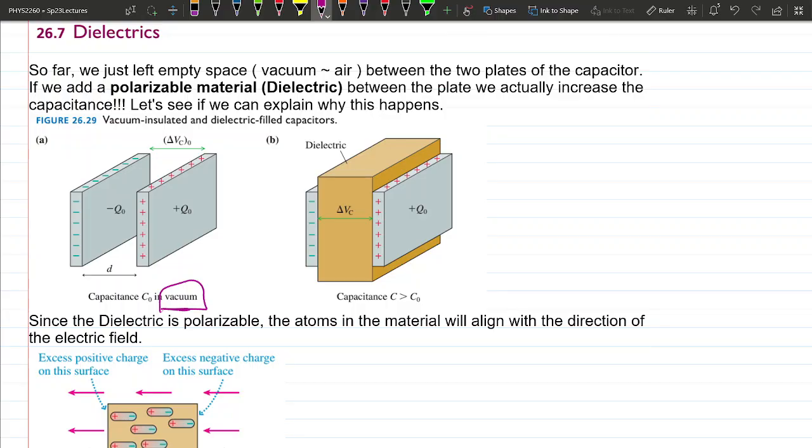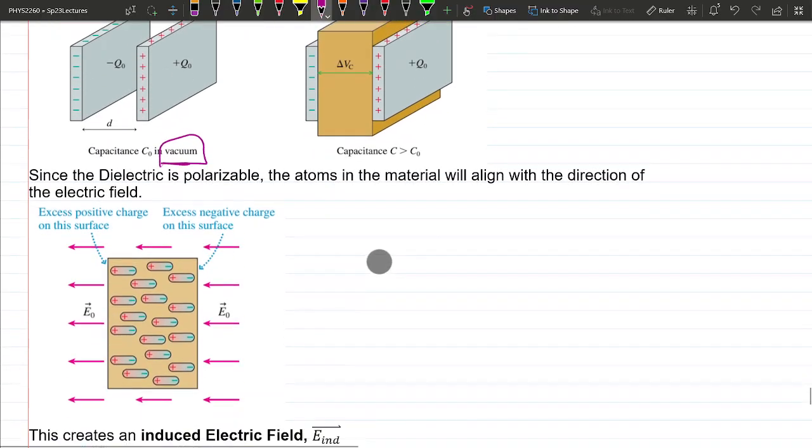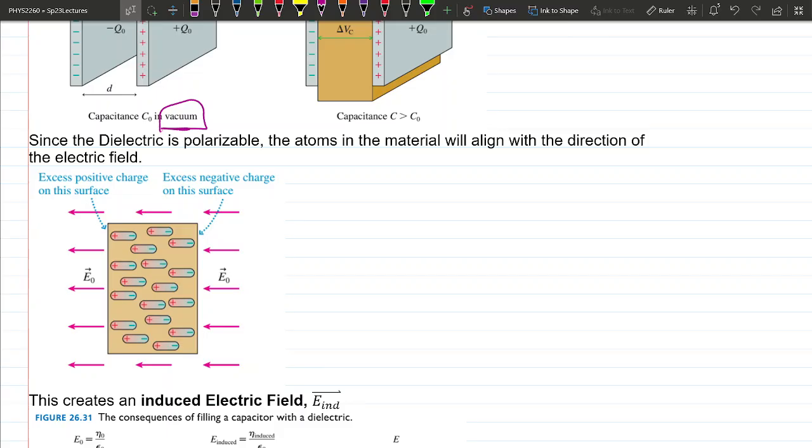Therefore, it can store more charge with the same amount of voltage across it. So how does this happen? Why would sticking things between the two plates make it better? You would think it would make it worse, because usually with electrical circuits, you don't want anything between them, because you're going to get shocked or something like that.